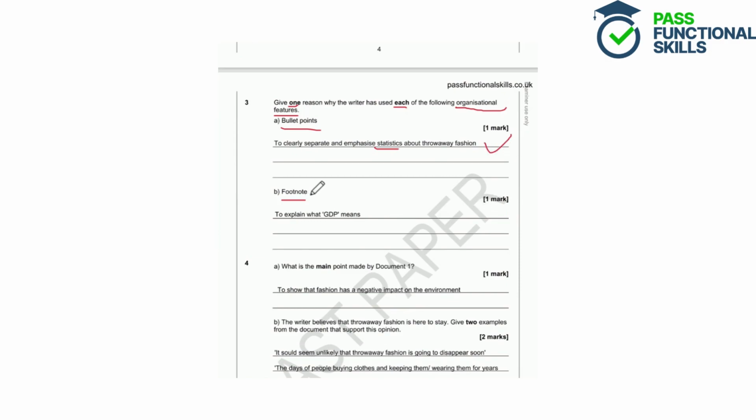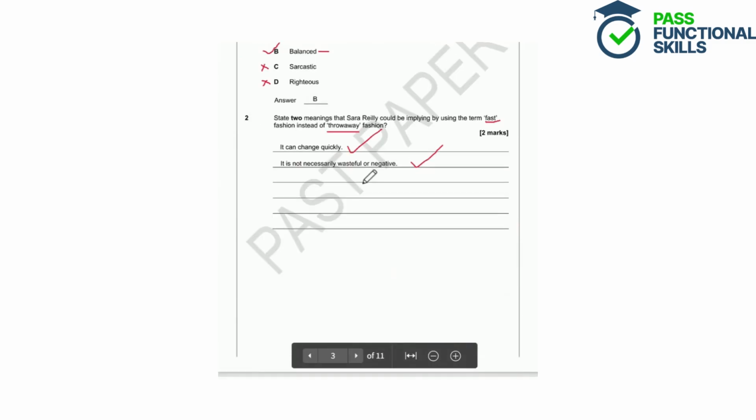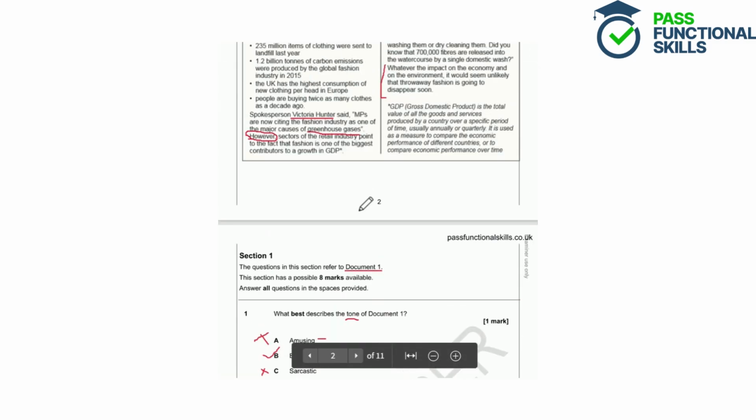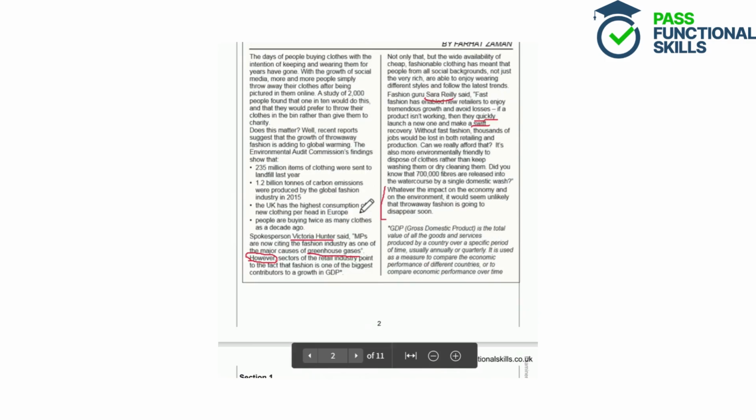And then secondly, we need to look for a footnote. So a footnote is just an additional piece of information. It's usually printed at the bottom of the page. So if we look here, we can see that this is a footnote. It's quite a long one, but it is still a footnote.